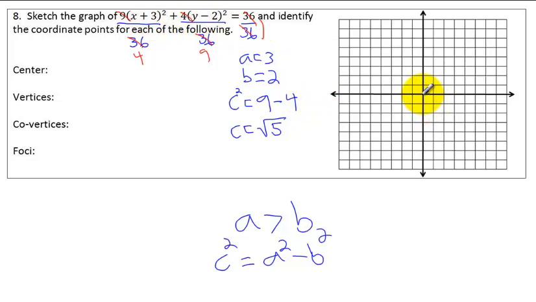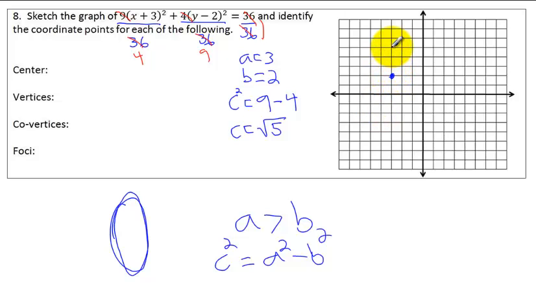-3, 2 is the center. So 1, 2, 3, 1, 2. There is our center point. And the A value is 3. Oh, by the way, does this open up or down? I mean, is this a horizontal or vertical? Since the A is underneath the Y values, which go up and down, it is an ellipse that's like this. It's up and down, vertical.